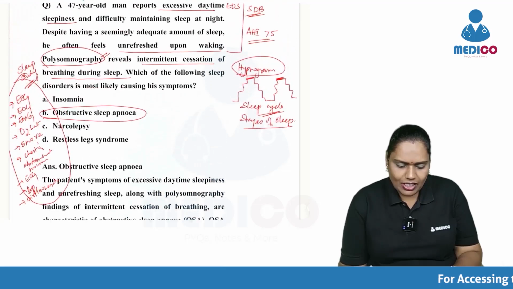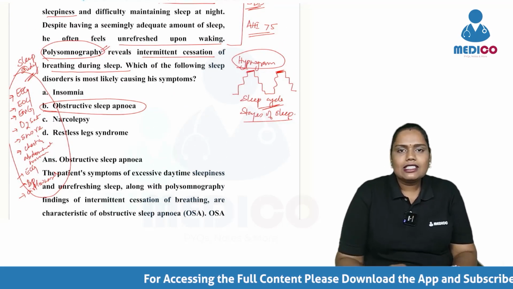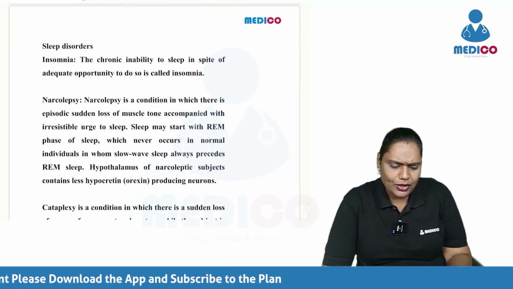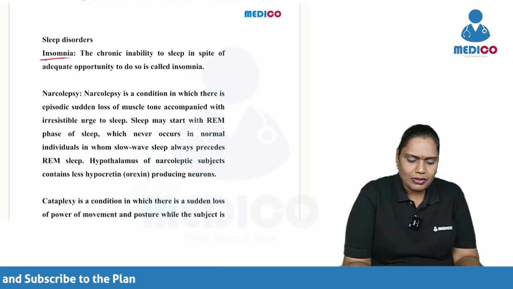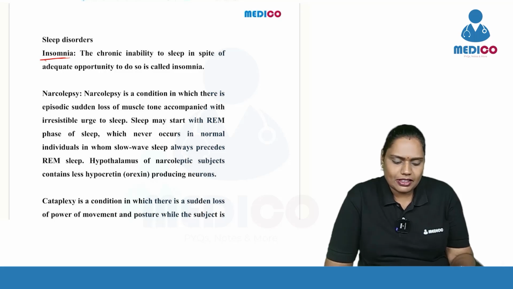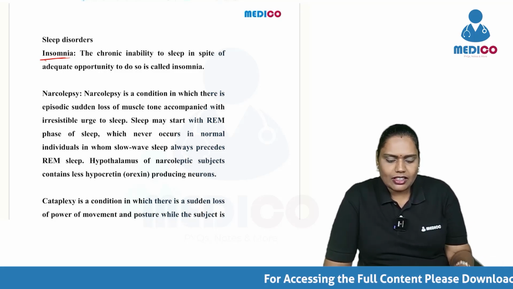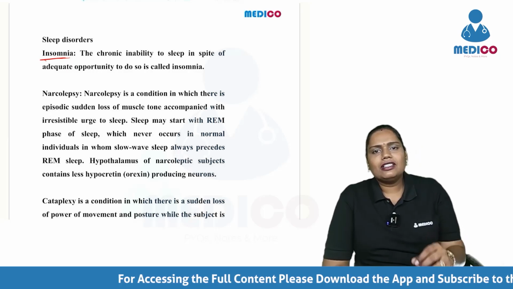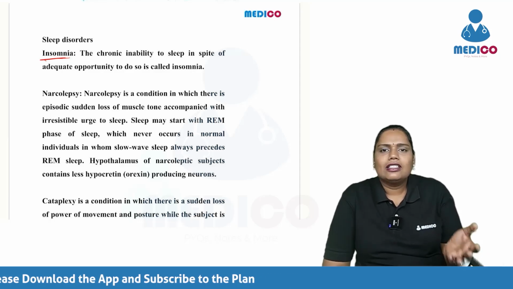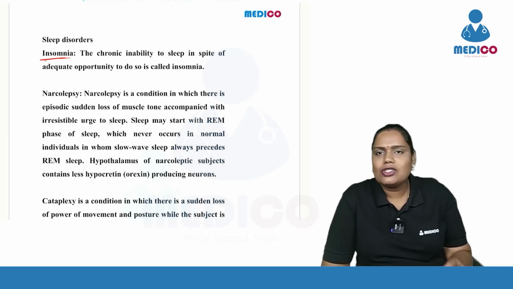Since they have given other disorders like insomnia, narcolepsy, restless leg syndrome, all these are sleep disorders. Let us look a little bit into these disorders as well. What do we mean by insomnia? Insomnia is nothing but a chronic inability to sleep in spite of adequate opportunity to do so. The patient will not be able to sleep. Inability to sleep is called insomnia.